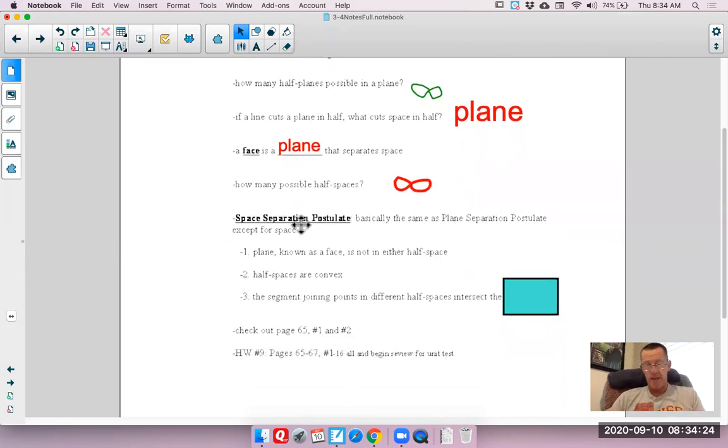And that's basically what we just went through, the space separation postulate. It's basically the same as the plane separation postulate, but in 3 dimensions. A plane, also known as a face, is not in either half space. Half spaces are convex, right? Because any 2 points that you join in the same half space are not going to leave that half space.